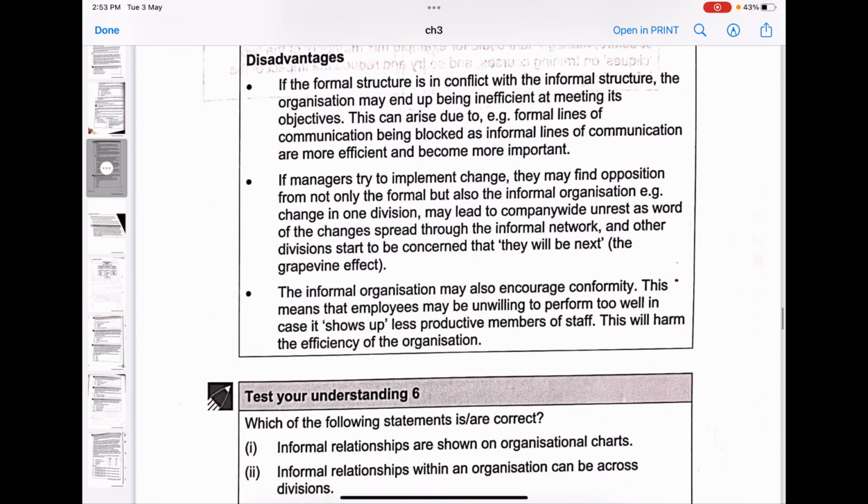Disadvantages. If the formal structure is in conflict with the informal structure, then the organization may end up being inefficient at meeting its objectives. This can arise due to formal lines of communication being blocked, as informal lines of communication are more efficient. If managers try to implement change, they may find opposition from not only the formal but also the informal organization. Change in one decision may lead to company wide unrest.